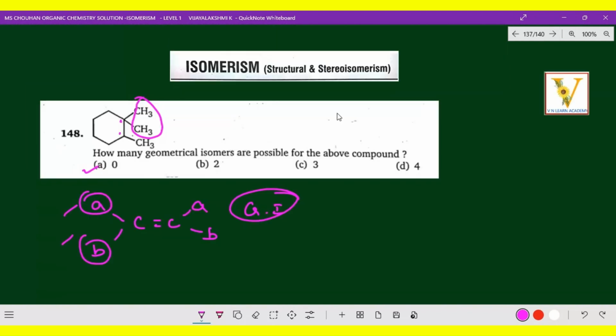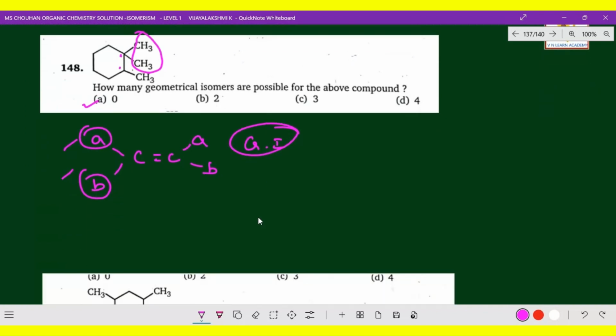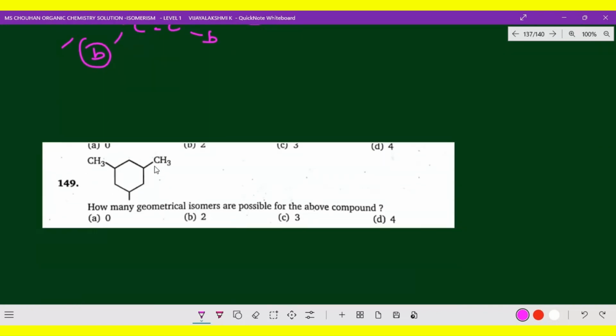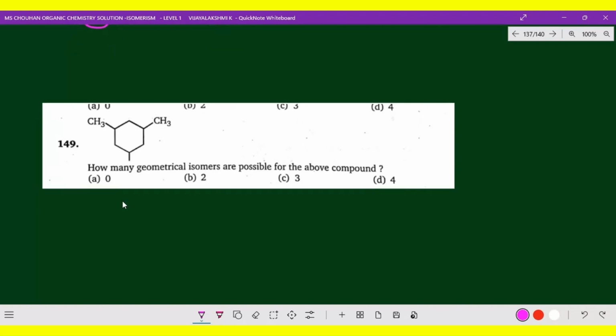Yes, here is one more question. The 149th question, right? So here in this CH3, CH3, CH3, that is 246, or 135. This is actually 135 trimethyl cyclohexane. So how many geometrical isomers are possible? So in this also we can bring cis and trans.